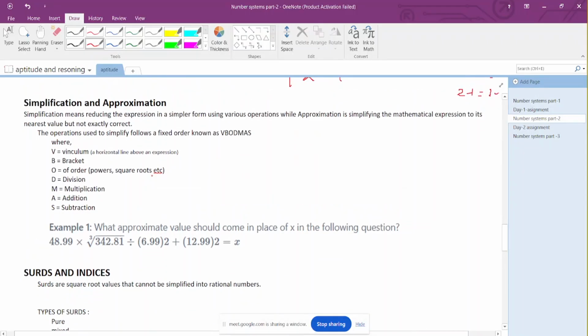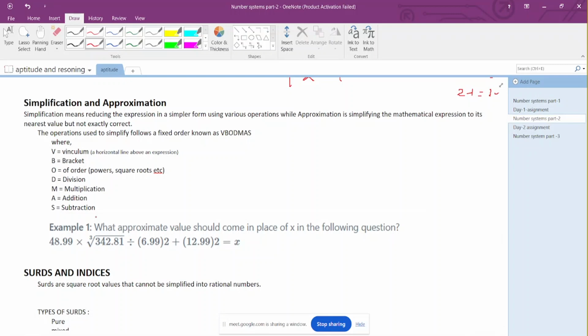Yeah, hi all. Next topic is simplification and approximation. So, what is simplification and what is approximation here? Simplification is nothing but reducing the expression into a singular form, where you can use addition, subtraction, multiplication, division, etc. And approximation is where we write the nearest value, which doesn't have to be written exactly, but we can write the nearest value, right?